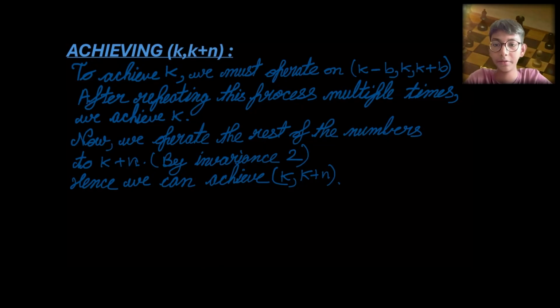And then we'll be left with some other numbers. And then when we perform the operation on the rest of the numbers, we have to be left with one single number in the other part. So the number has to be k plus n. So we can always achieve k, k plus n, and this proves the second part of the problem.